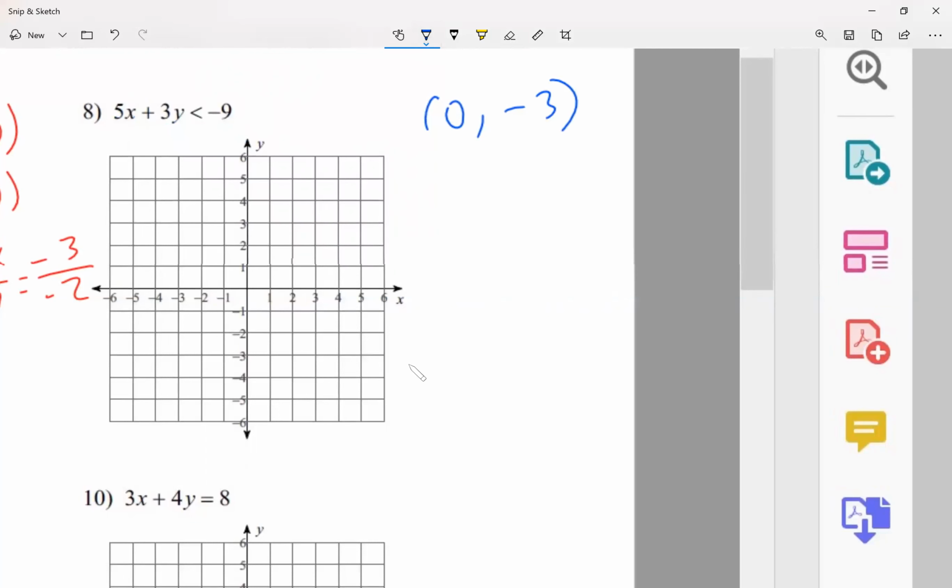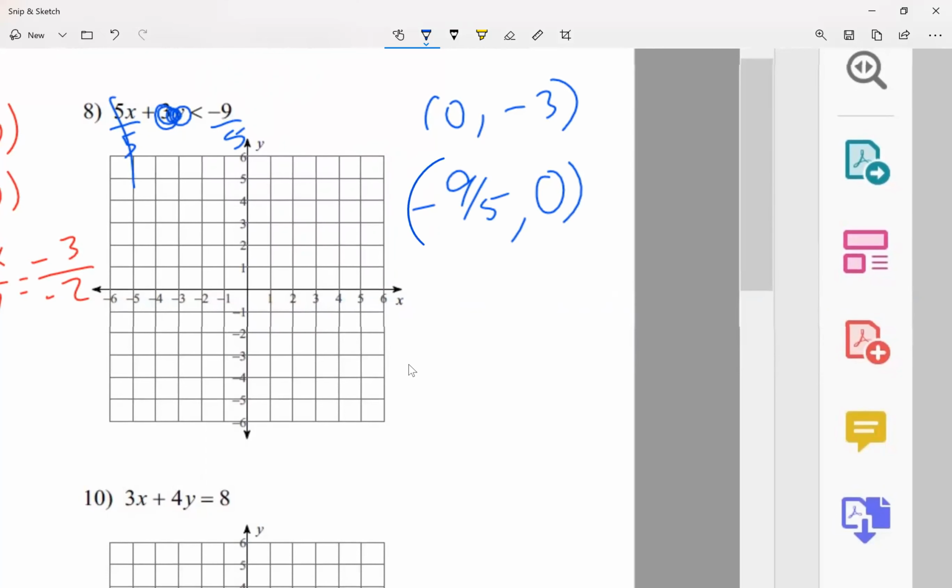Another point I'm going to do is, what if y is equal to 0? So cancel out the y term. To solve for x, I'm going to divide both sides by 5. So x equals -9/5. Oof, good luck trying to draw that one.